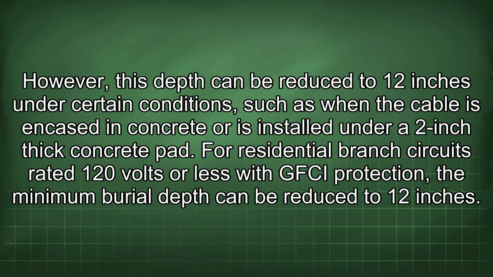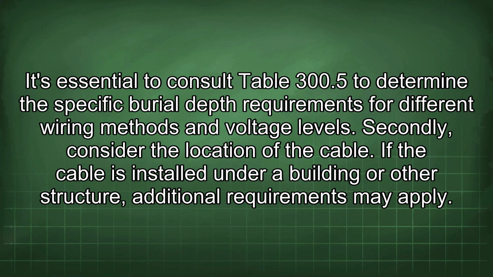However, this depth can be reduced to 12 inches under certain conditions, such as when the cable is encased in concrete or is installed under a 2-inch thick concrete pad. For residential branch circuits rated 120 volts or less with GFCI protection, the minimum burial depth can be reduced to 12 inches. It's essential to consult Table 300.5 to determine the specific burial depth requirements for different wiring methods and voltage levels. Secondly, consider the location of the cable.